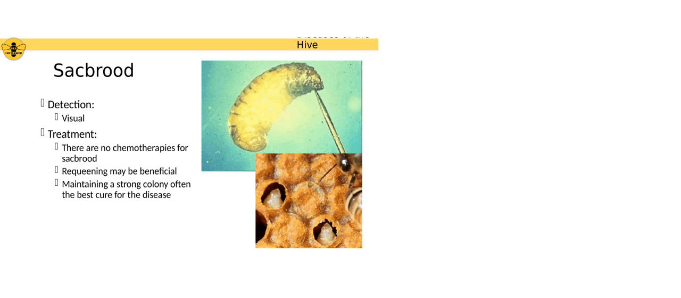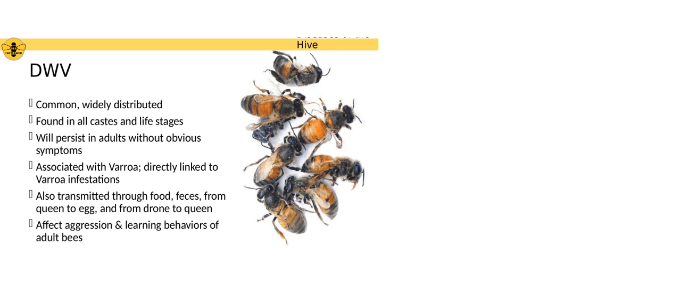A lot of times I'll see sacbrood in association with a colony that has European foulbrood or chalkbrood, because a lot of these stress diseases move in when it's to their advantage. Deformed wing virus is probably the most common. It's widely distributed, and it's found in all castes and life stages.